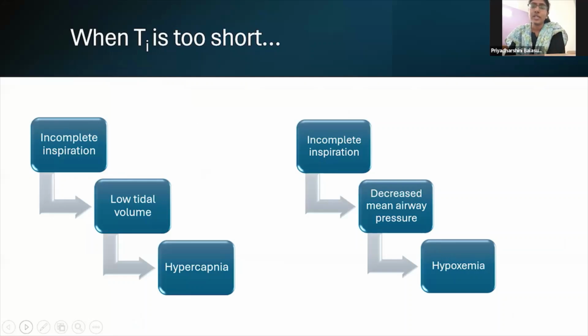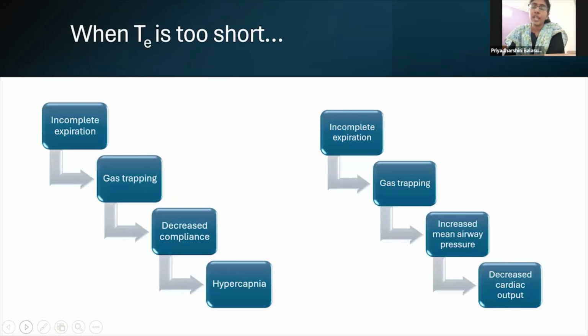Next slide, ma'am. So when TI and TE is not set appropriately, and when TI is too short, what will happen? When TI is too short, there is incomplete inspiration, which will produce low tidal volume and result in hypercapnia. Incomplete inspiration will also decrease mean airway pressure, resulting in hypoxemia. Next slide. When TE is too short, there is incomplete expiration. So there is air getting trapped in the lungs, which will decrease the compliance of the lungs, resulting in hypercapnia. The air trapping will also increase mean airway pressure, decreasing the cardiac output.